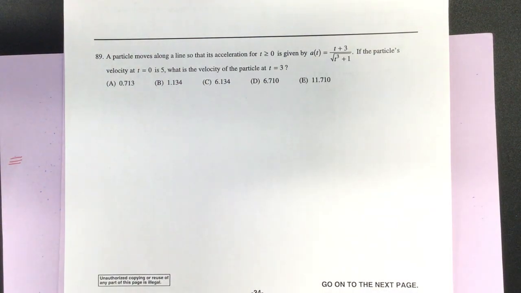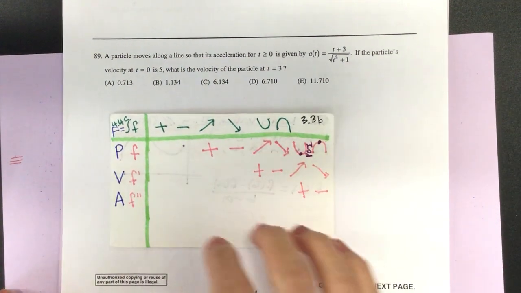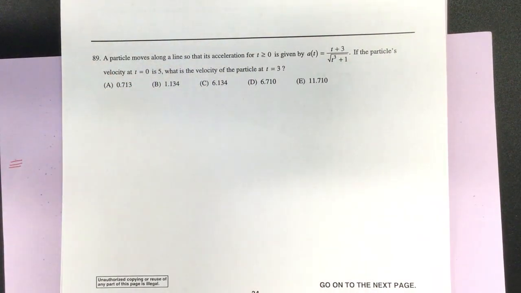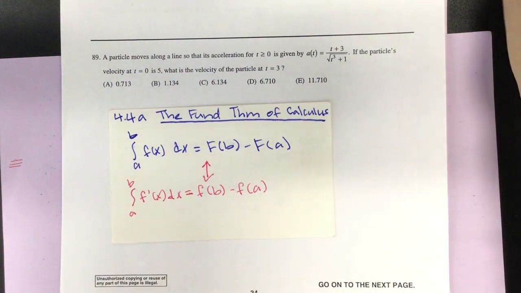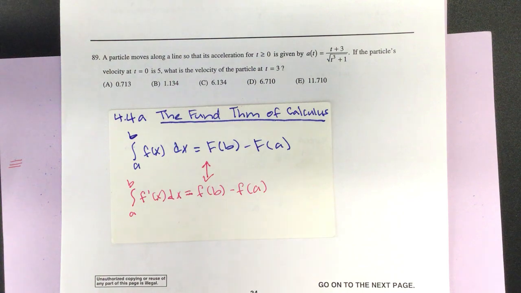The acceleration for t greater than or equal to 0 is given by a of t equals t plus 3 over the square root of t cubed plus 1. The particle's velocity at t equals 0 is 5. What is the velocity of the particle at t equals 3?